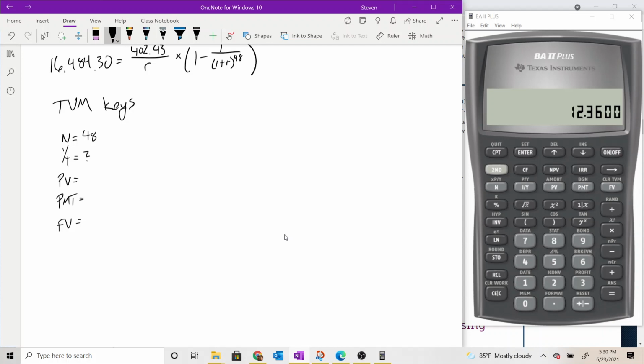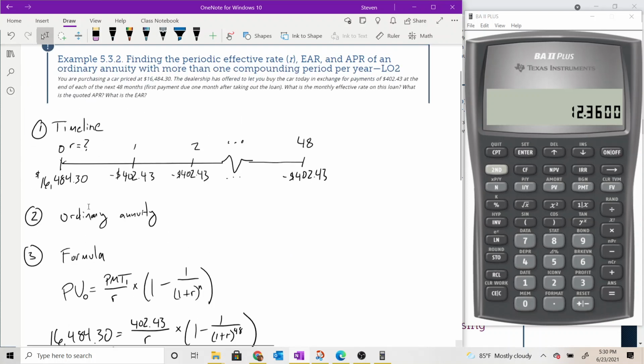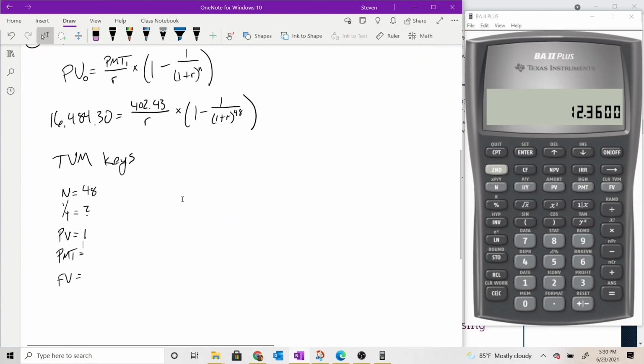Present value is the amount of the loan, or what happens with the cash flow keys, PV, PMT, and FV. What we put on those values in the calculator are the cash flows that happen in the corresponding parts of the timeline. So present value is what happens at time period 0. That is $16,484.30. In this case, that also happens to be the present value of this annuity, but that's not always the case, as we'll see with the future value here in just a second.